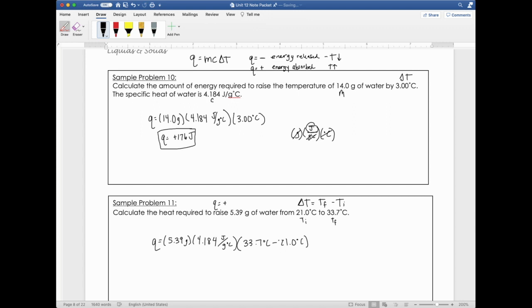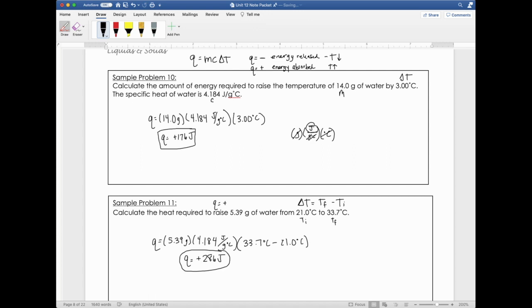And when you do solve for this, you should get Q is equal to positive 286 joules. So you would have to add 286 joules of energy to raise 5.39 grams of water by, in that case, delta T is equal to 12.7. So that's it for that one.